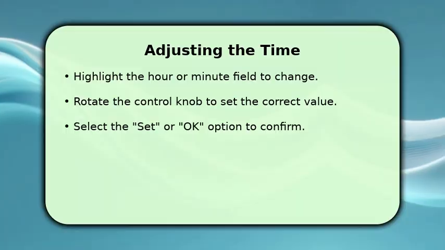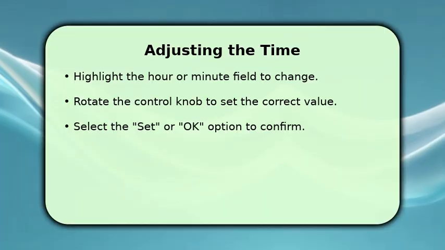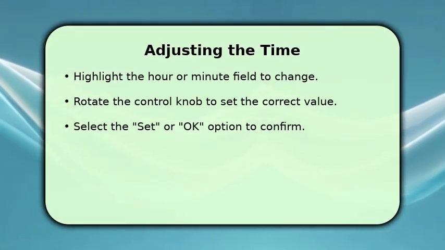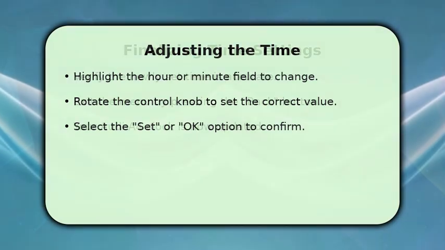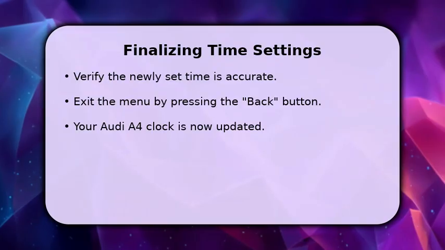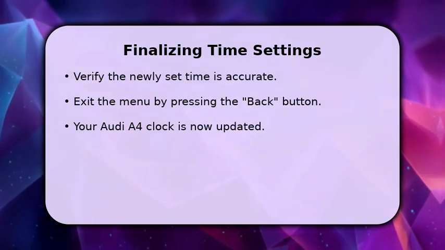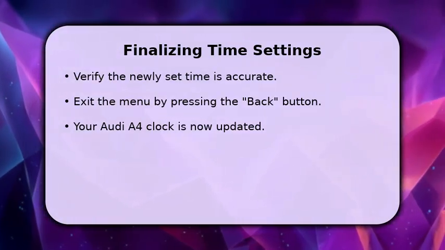Once you have set the desired time, navigate to the Set or OK button and press the control knob to confirm your changes. This action applies the new time. After confirming your time adjustment, take a moment to verify that the newly set time is accurate on your display. This ensures everything is correct before you exit.